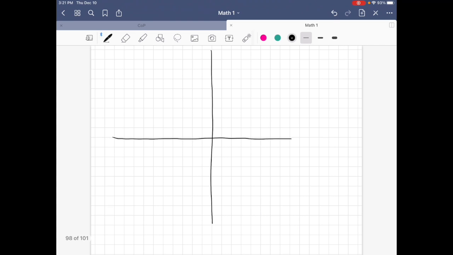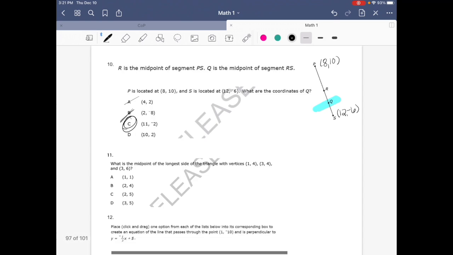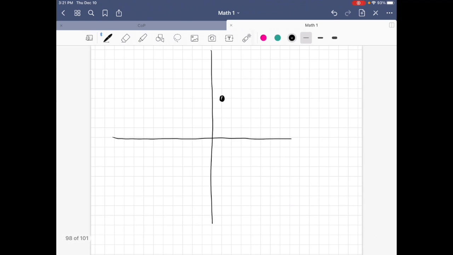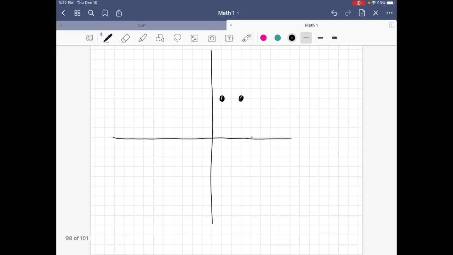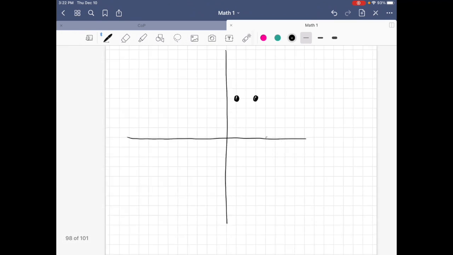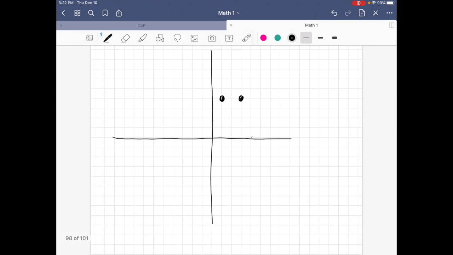All right, so midpoint, so we're going to plot 1, 4. And then we're going to do 3, 4. And then 3, 6. 1, 4, 3, 4, and 3, 6.